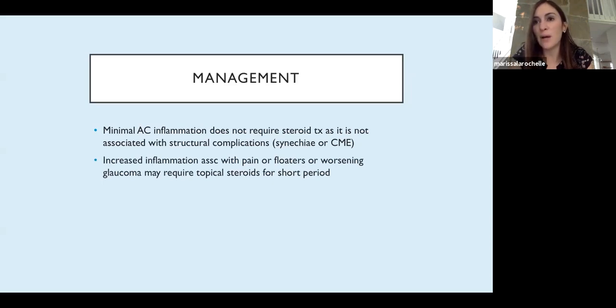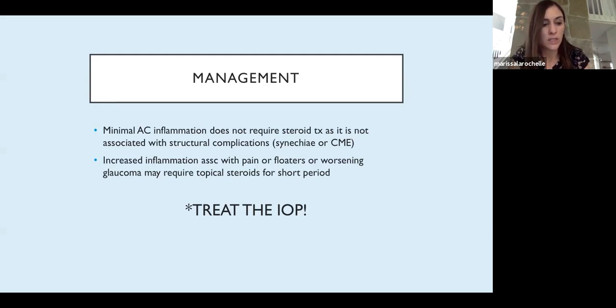Sometimes patients have bouts of increased inflammation that can be symptomatic with pain or floaters, and then we would use a very short course of topical steroids just to treat that increase in inflammation if it was symptomatic. The most important part of Fuchs heterochromic iridocyclitis is to treat the intraocular pressure.